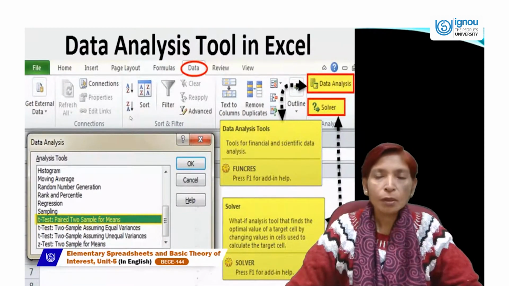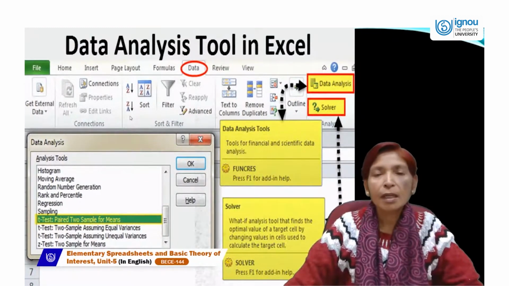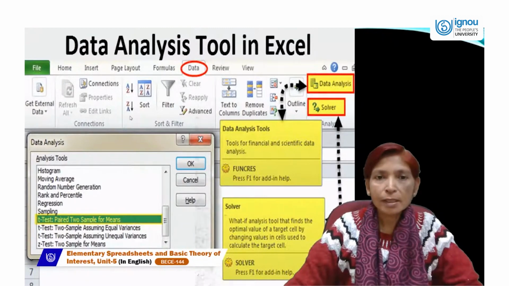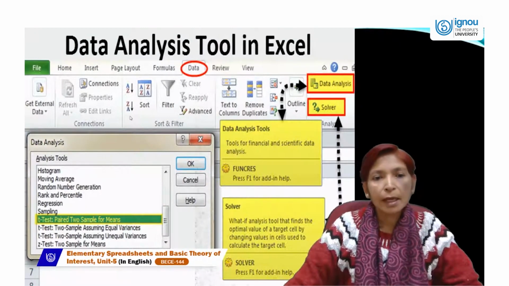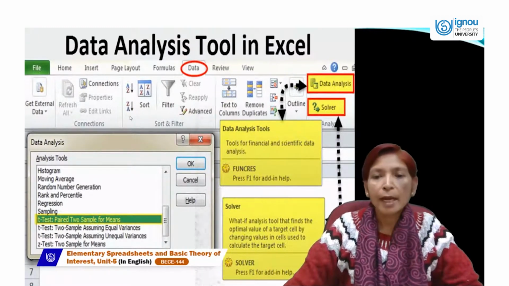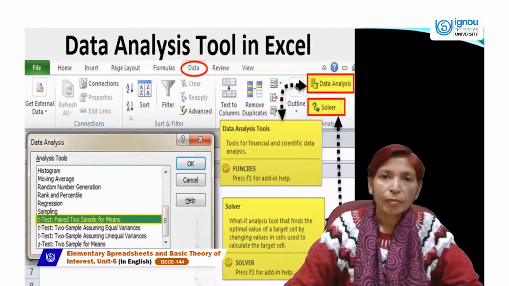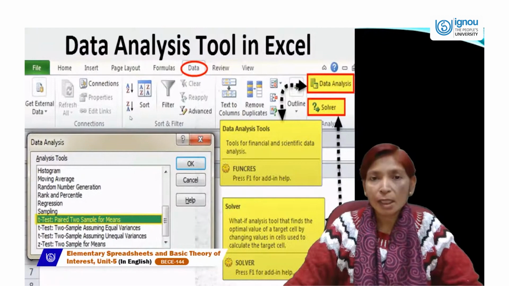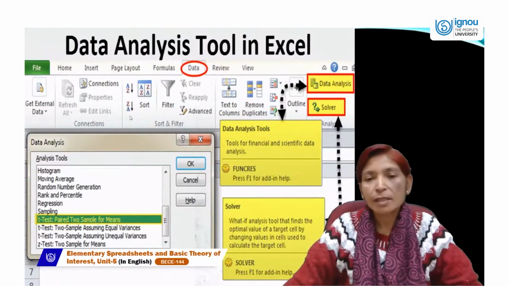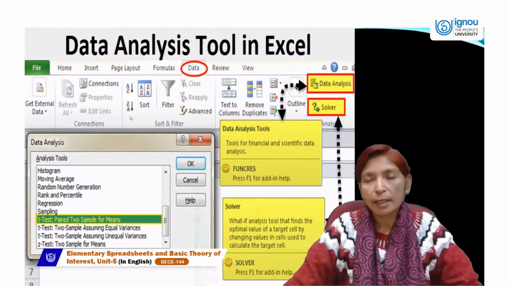So whatever tool we have to use, we can choose from these given analysis tools, select it, and press OK. So data analysis tools are the tools for financial and scientific data analysis. And because we are studying financial economics here, that's why in finance we can use these data analysis tools.